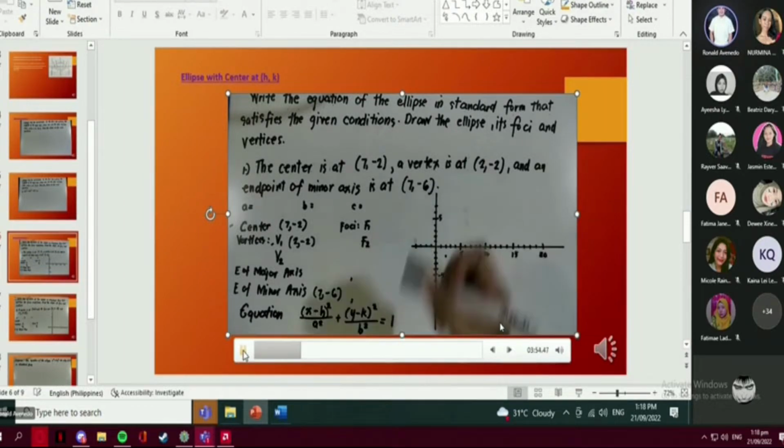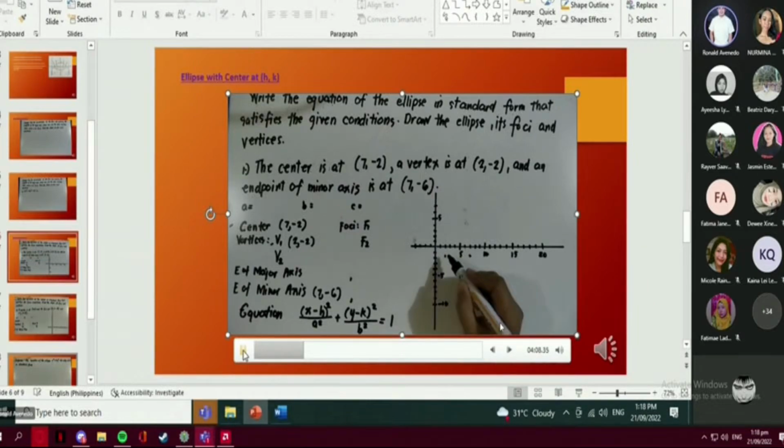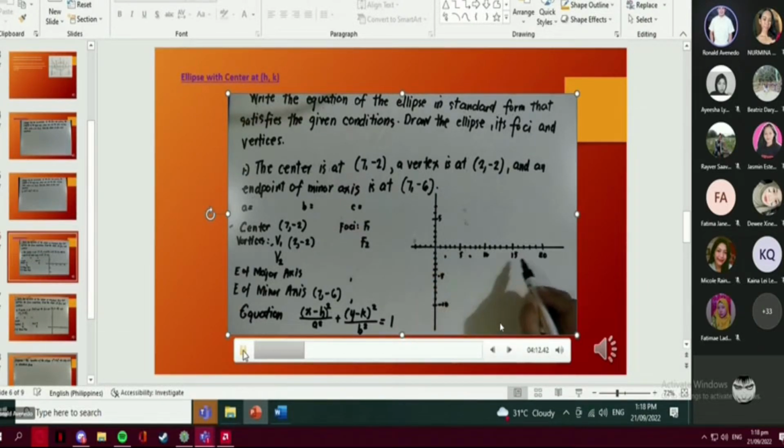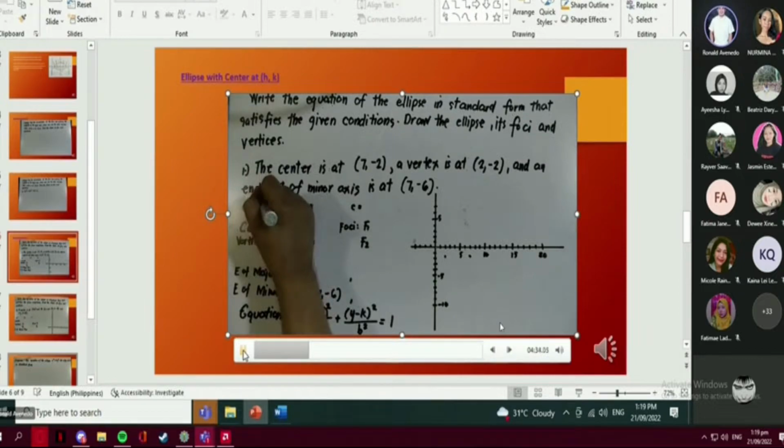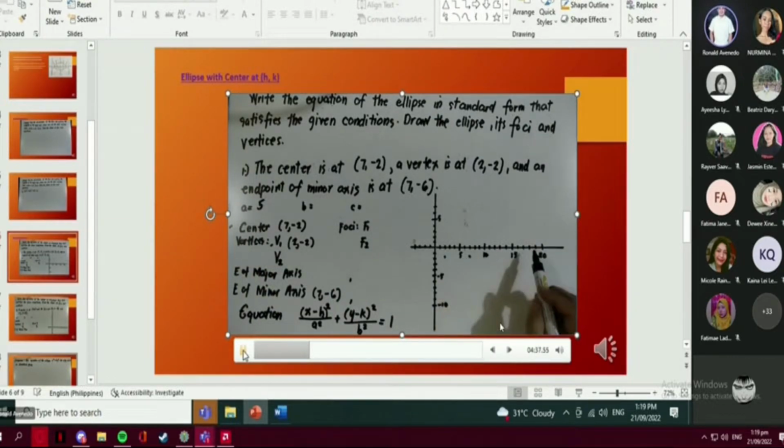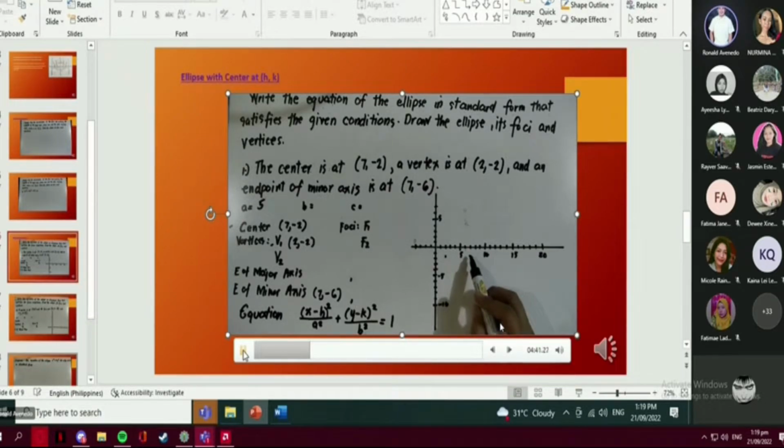So now we will use the counting method. Plot the points, then name the points. Since we have the center and a vertex, our graph is horizontally inclined. The distance from the center to one vertex is a. So let's count: 1, 2, 3, 4, 5. So a is 5. Another 5 to the right of the center determines the endpoint of the other vertex: 1, 2, 3, 4, 5.